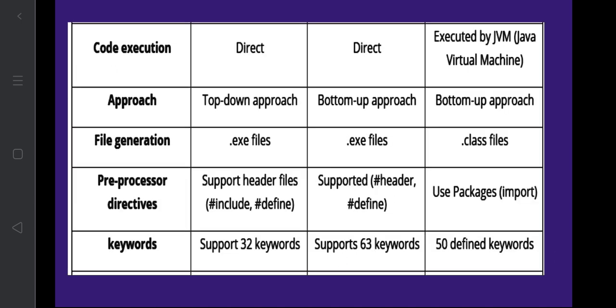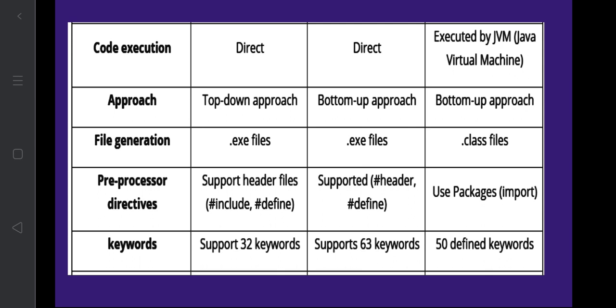Then next, the differences are based upon the code execution. In C and C++, the code execution is done in a direct way, whereas in Java it is done by the JVM, that is the Java virtual machine. That means the source program we write is converted into byte code, and that byte code is carried to any other machine and it is executed by the Java virtual machine. Because of this, Java is platform independent.